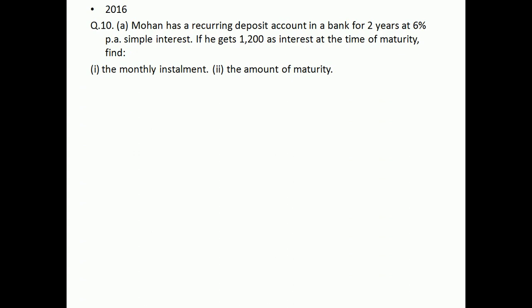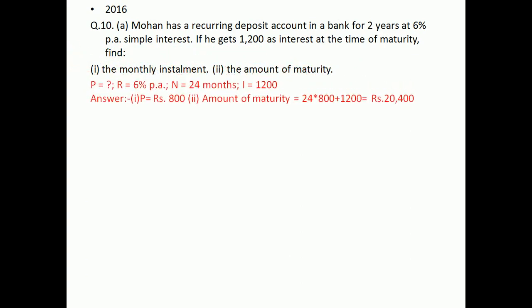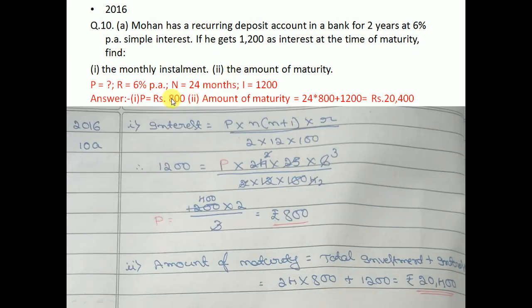Same type of question once again. Please go through the question and try on your own by pausing the video. Here P is not known to us. He gets 1200 as interest, meaning the interest is 1200. 2 years means 24 months. Rate is 6% per annum.